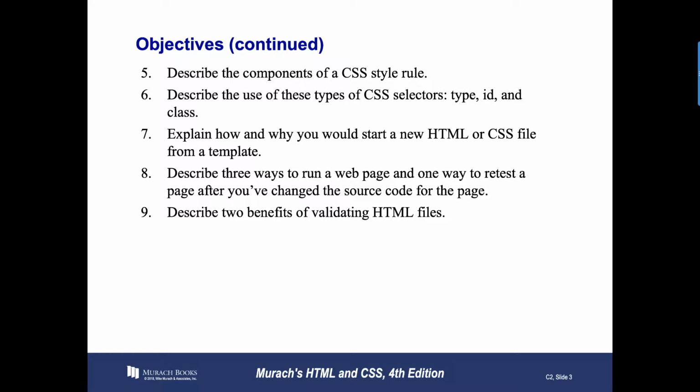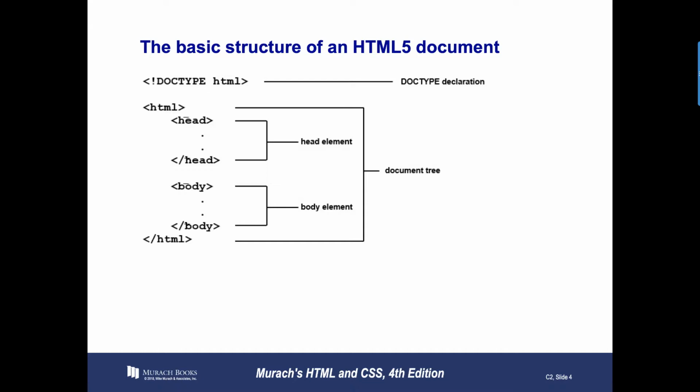7, explain how and why you would start a new HTML or CSS file from a template. Number 8, describe 3 ways to run a web page and 1 way to retest a web page after you've changed the source code for the page. And again, that one is something that was also included in Module 1 in the installation videos. And the last one, number 9, describe 2 benefits of validating HTML and CSS files. So let's start by talking about the structure of an HTML5 document.